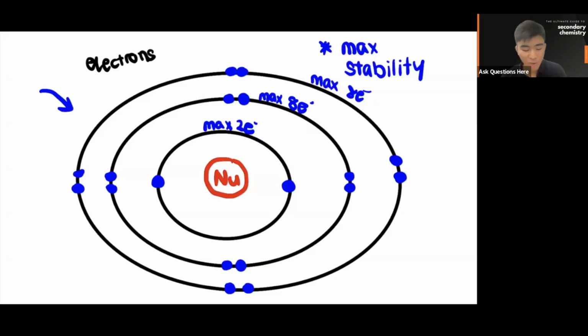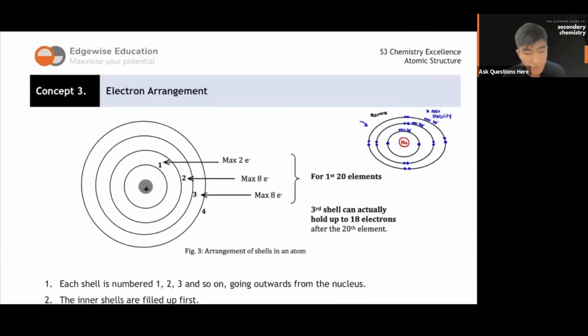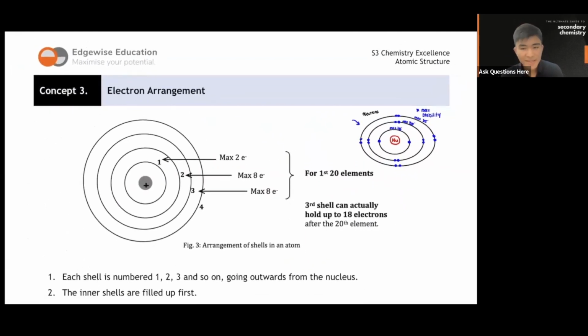So I will always give this example to my students when they are doing atomic structure. I hope this helps you to understand how electrons arrange themselves. So always the main aim is for you to maximize stability. All right, let's come back to the page itself. Whatever I've drawn over here is nicely summarized for you in this picture. You can see that we are learning up to the first 20 elements, maximum 2 electrons, 8 electrons, 8 electrons. The rest, we don't care.